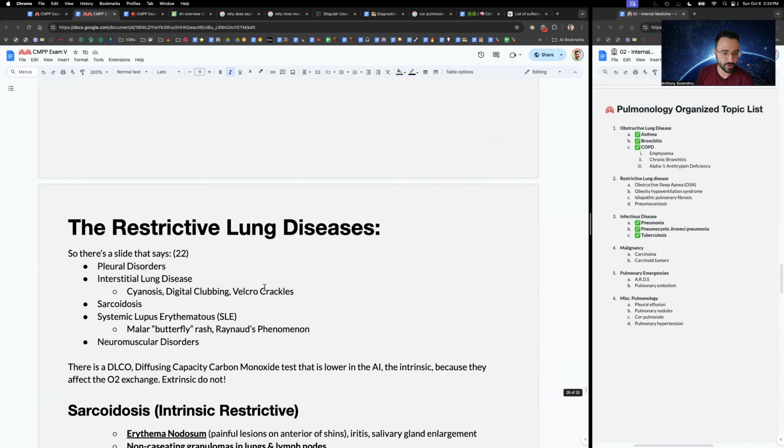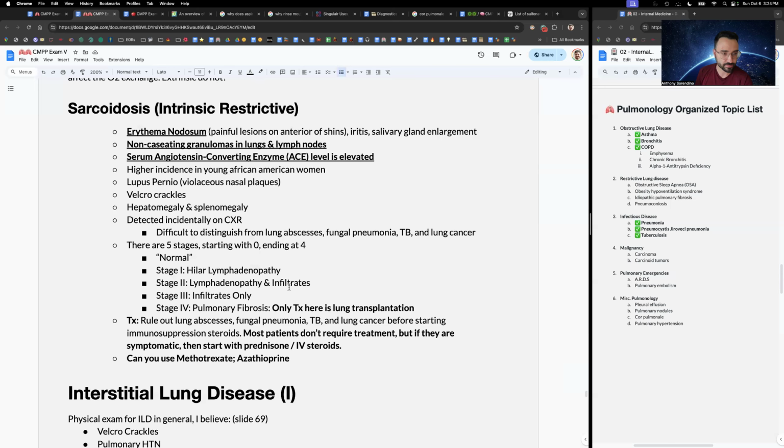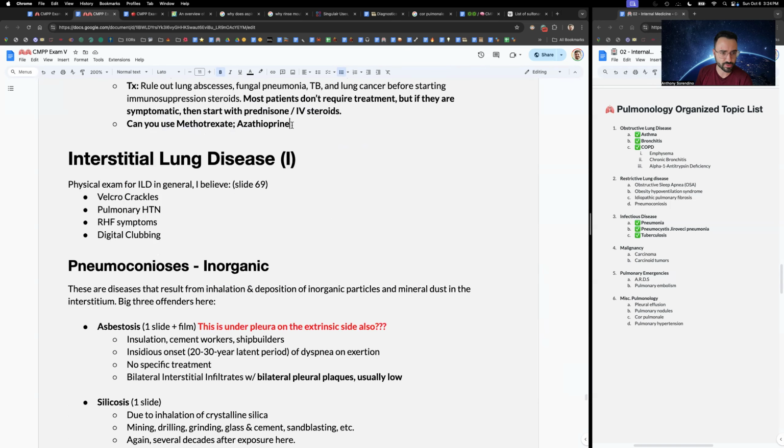So what else is important here? Sarcoid, erythema nodosum is a huge one that comes up so many times for sarcoid. An ACE level is going to be elevated. You have the stages of sarcoid, have never gone through that at all. Isn't it just like steroids? Yep, IV steroids is going to be the treatment, or you can use stronger immunosuppressants. You'll see these in rheumatology, methotrexate, azathioprine, not as much, but it definitely comes up.